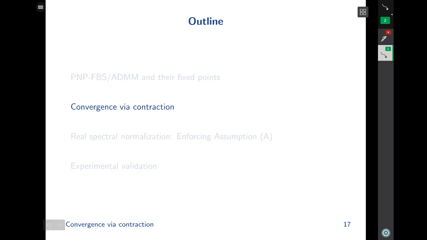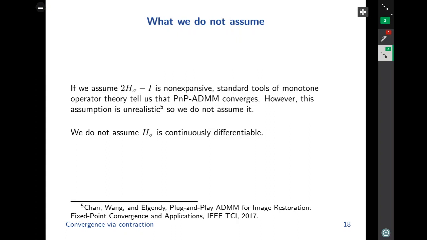Before we talk about what we do assume to establish convergence, let's talk about what we do not assume. If we assume the denoiser satisfies this non-expansiveness condition, then the standard tools of monotone operator theory tell us that plug-and-play ADMM converges. However, this assumption is unrealistic, as demonstrated by the work of Chan et al., so we do not make this assumption. Also, we do not assume the denoiser is continuously differentiable.